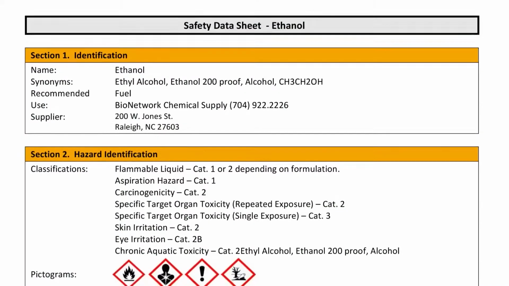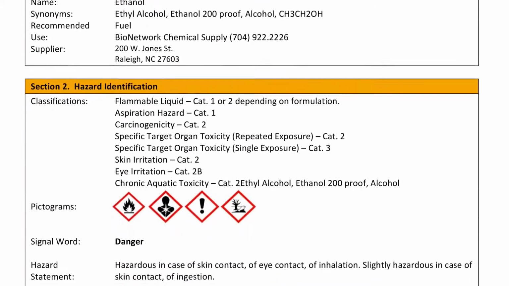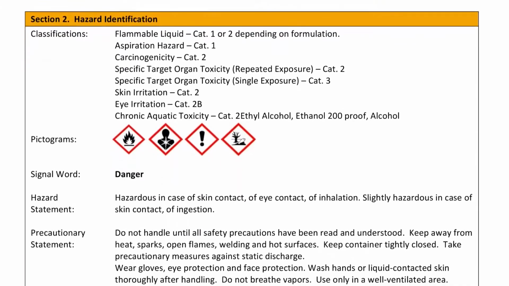Many of the chemicals we use in the lab are potentially dangerous, especially under high heat, pressure, or when they're mixed with other chemicals. There are two main tools that we use to identify chemical hazards: safety data sheets and chemical labels. Every chemical in the lab is required to have a technical document called a safety data sheet, or SDS, usually provided by the manufacturer.